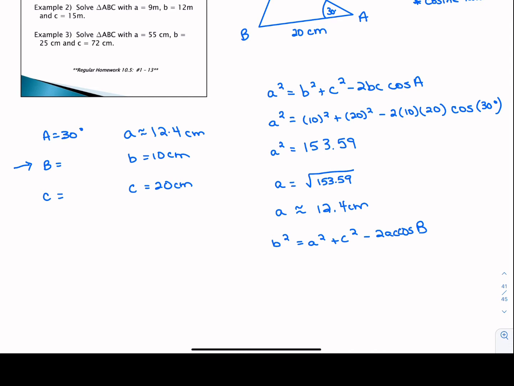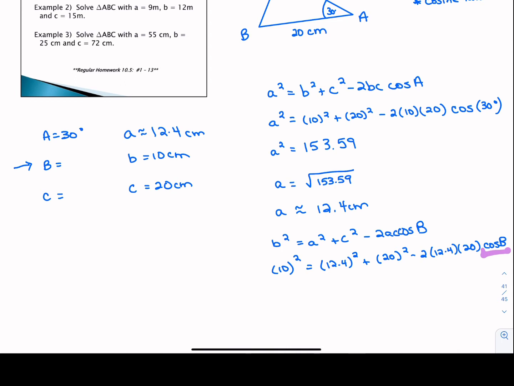So B squared means we have 10 as our B value. Of course, we'll have 10 squared is equal to A squared. Now we have to use information that we calculated, so we're going to use 12.4 all squared plus our C squared value, so 20 squared, minus 2 times A, which we know is 12.4, multiplied by C, which we know is 20. Then we multiply that by the cosine of B. So we don't know B. That's the part that we're trying to manipulate and solve for.